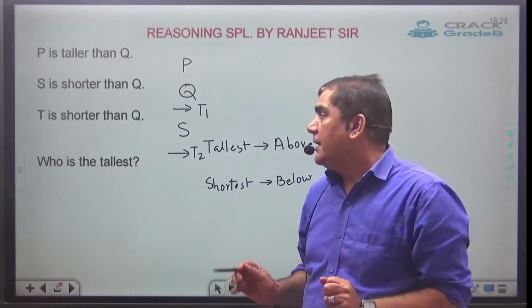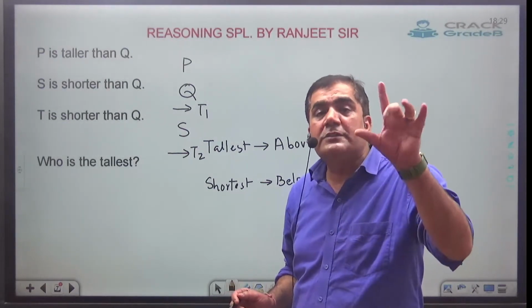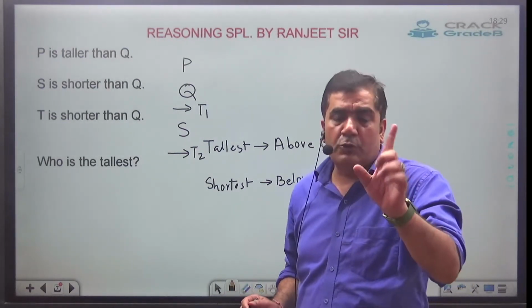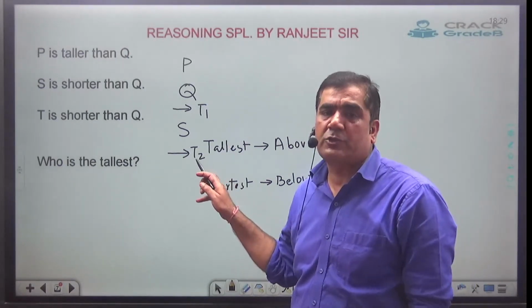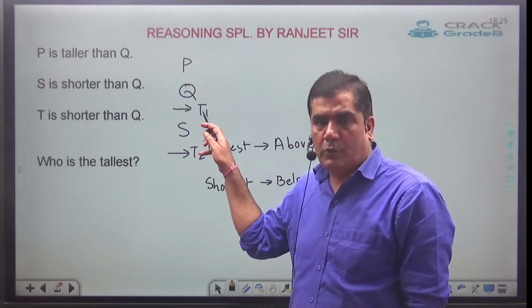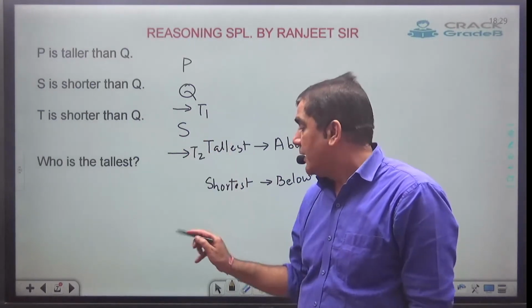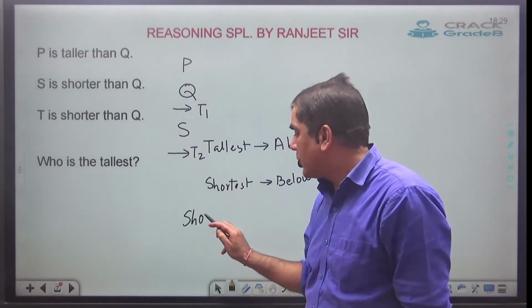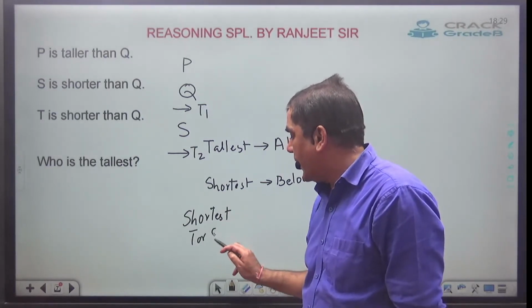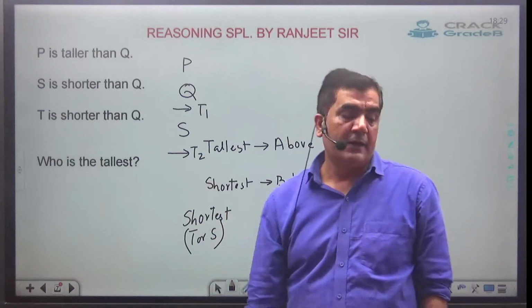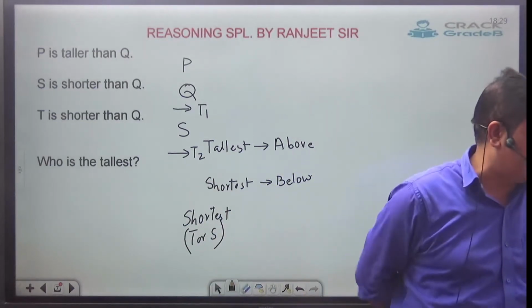Now here just see, if the examiner is going to say, who is the shortest? If I assume T to be here, then T can be shortest. If I assume T will be over here, then S will be shortest. So if the examiner is asking who is the shortest, my answer will be either T or S. Confirmly I can't say.